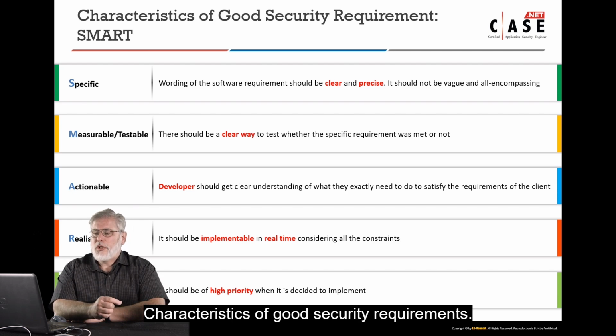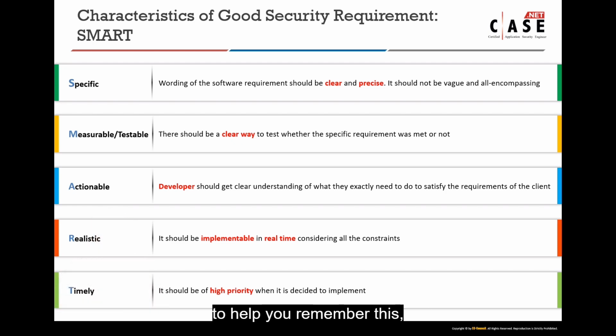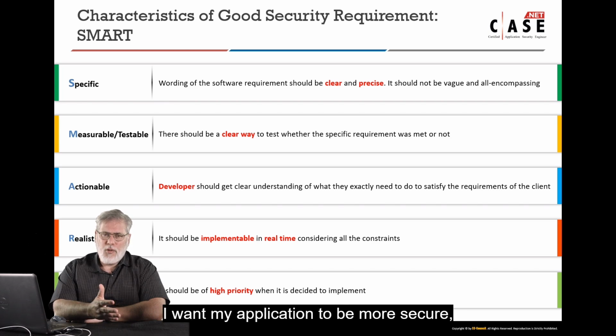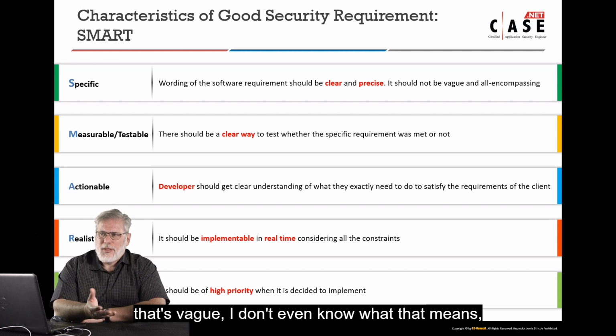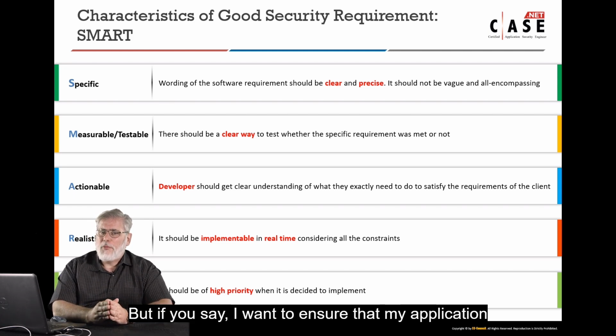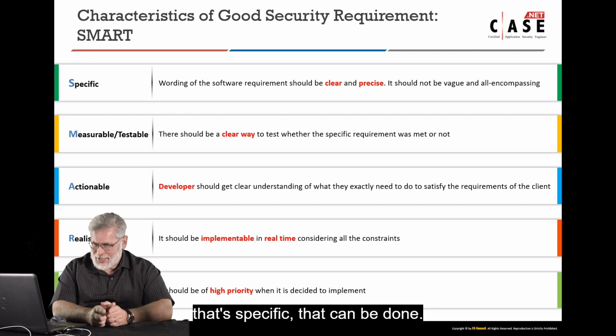Characteristics of good security requirements. There's an acronym, and you'll see several of these acronyms throughout the course to help you remember this. It's called SMART. First of all, requirements have to be specific, clear and precise. For example, if you say, I want my application to be more secure, that's vague. I don't even know what that means. I can't implement that. But if you say, I want to ensure that my application filters input and is not vulnerable to SQL injection, that's specific.